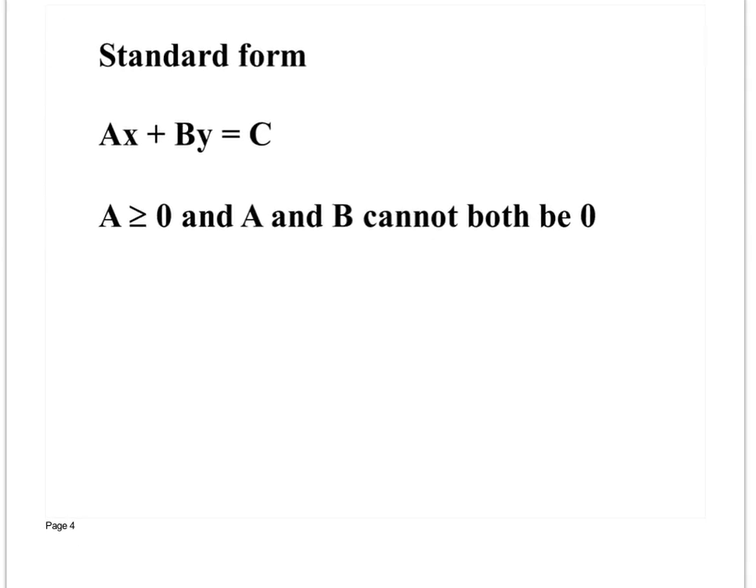Alright, this is standard form. Standard form we've worked on before. It's ax plus by equals c. What you need to know is that x and y are on the same side. You need to know a, the number in front of x, has to be positive, or greater than or equal to 0. You also need to know that a and b cannot be 0 at the same time.